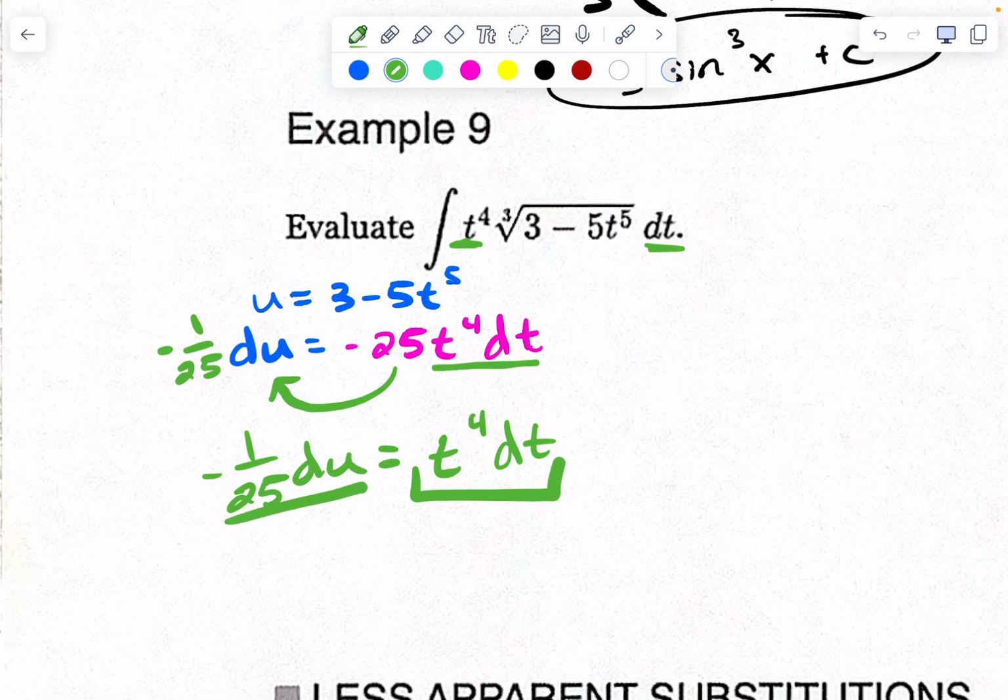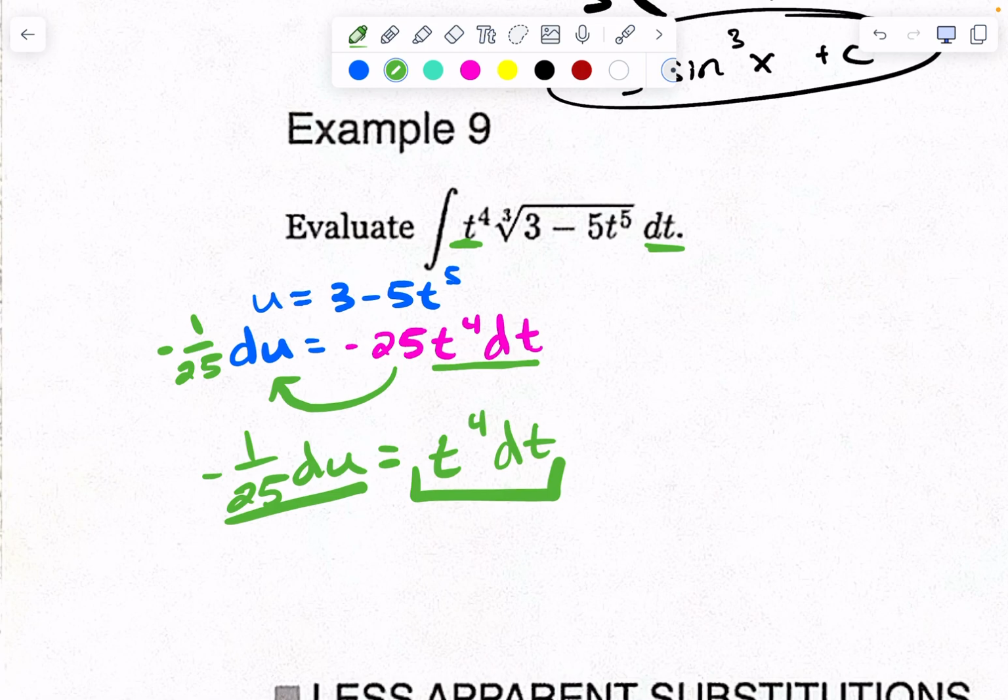Okay, let's go again. I'll explain. So u is going to be this. The derivative of this junk: the 3 goes away. The derivative of negative 5t to the 5th is negative 25t to the 4th dt. Now, when I go to replace stuff, like plug stuff in, this is now going to be called u. So I have this cubic root of u, right?